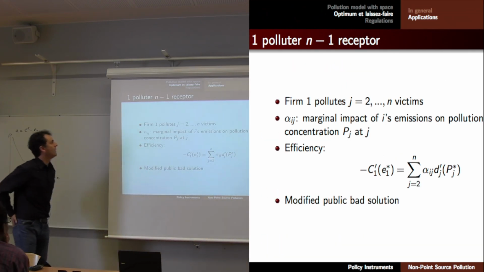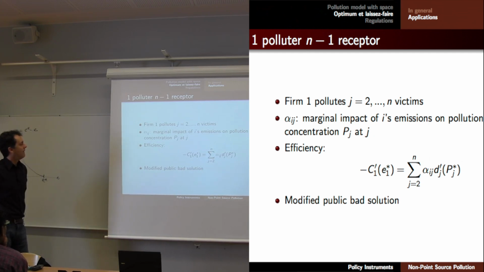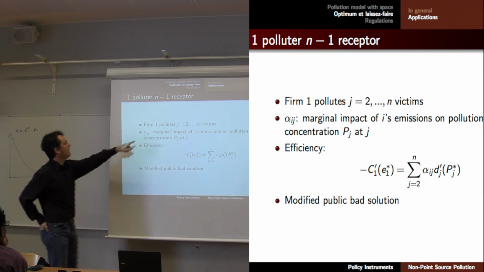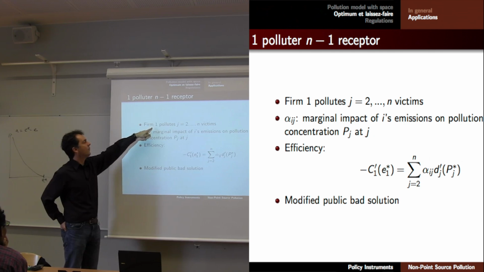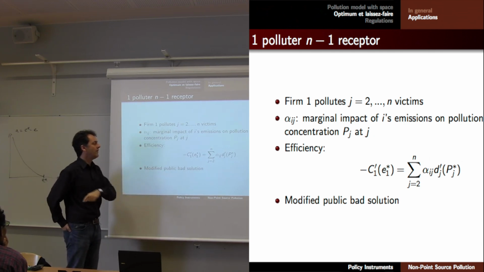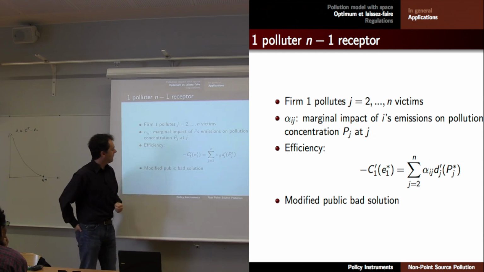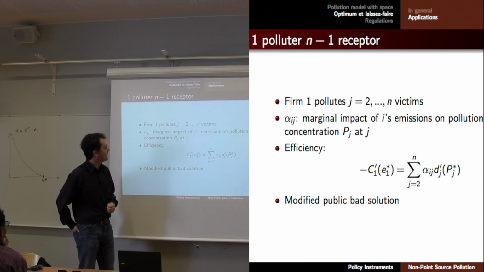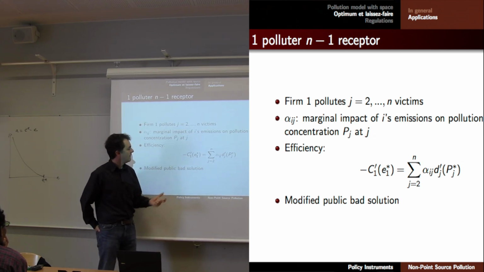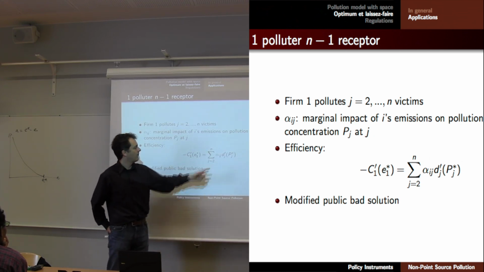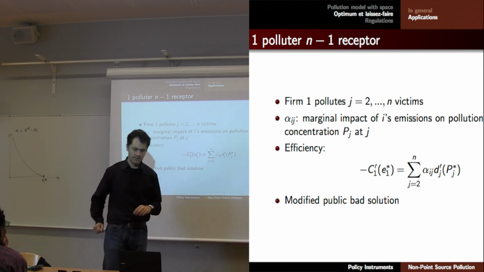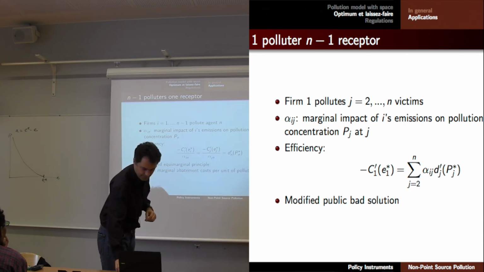So these are some applications of this model for some specific cases. If you have only one polluter, one firm emitting, and several victims, then you get this first order condition for efficiency: the marginal benefit of abatement for the firm equals the sum of marginal damage for all the victims.